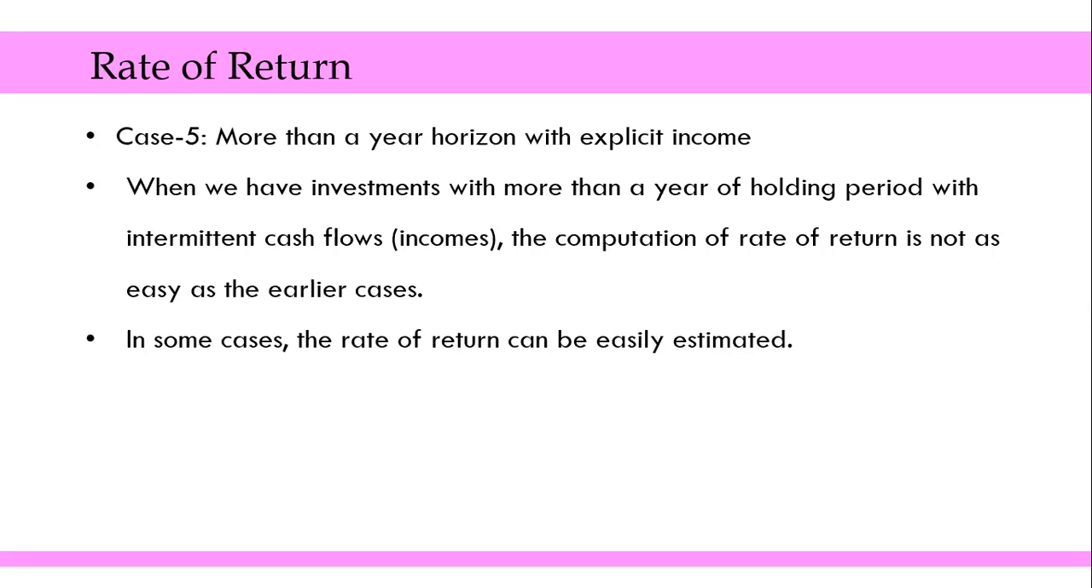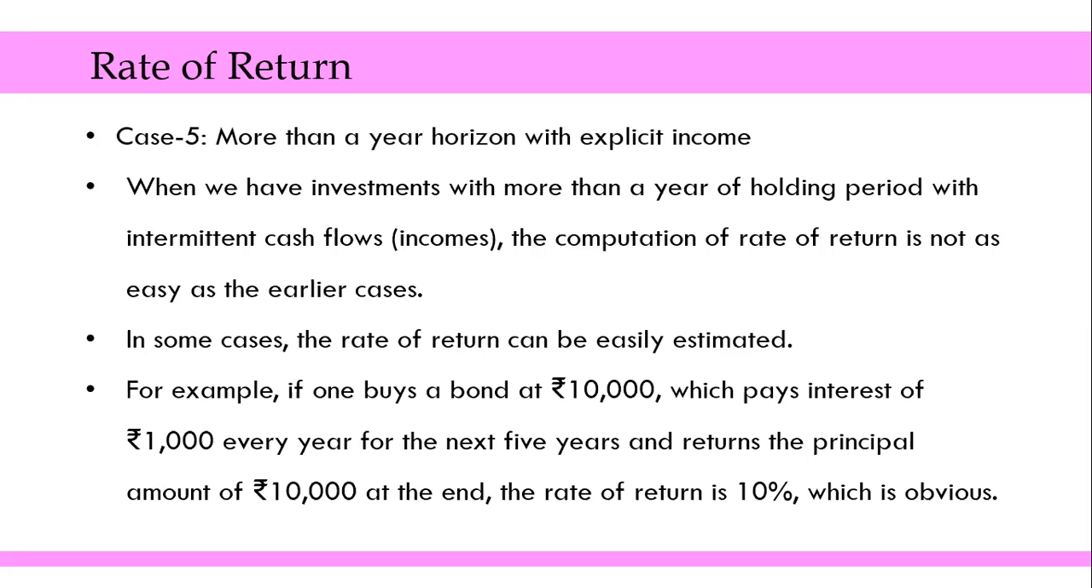In some cases, the rate of return can be easily estimated. Let us look at an example. If one buys a bond, somebody says you can buy a bond by paying 10,000 rupees today, and every year 1,000 rupees interest will be paid to you for the next 5 years, and at the end of 5 years, your 10,000 will be returned to you.